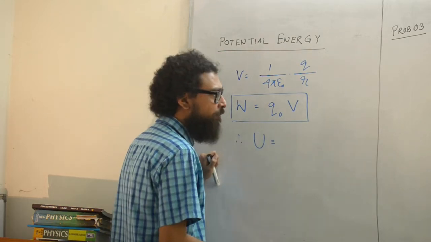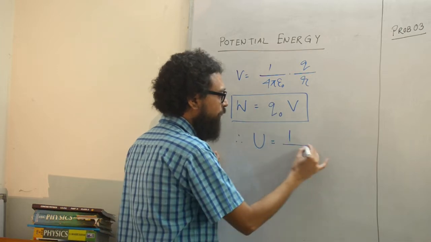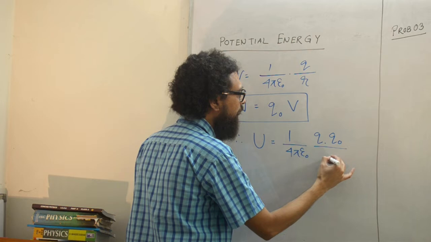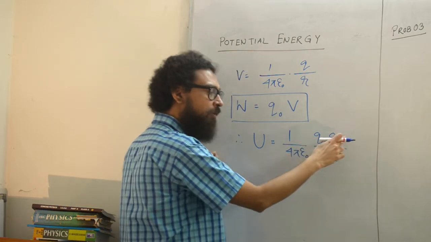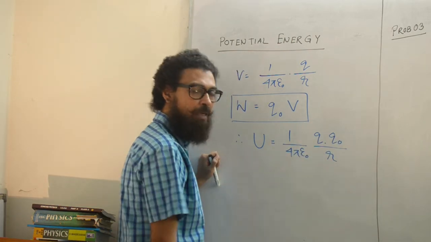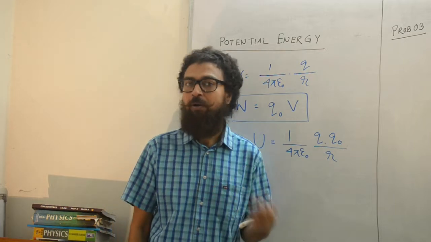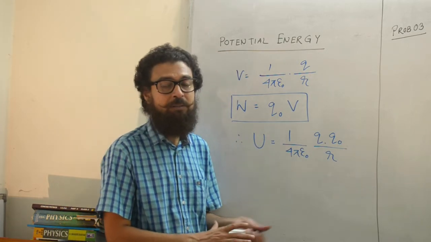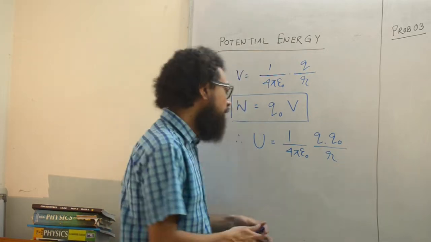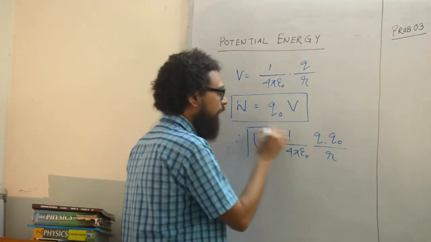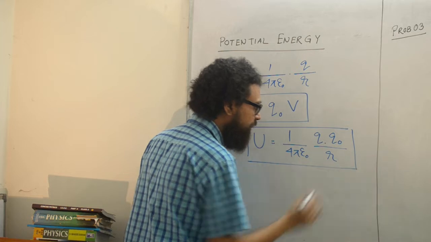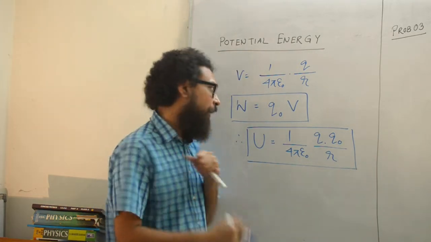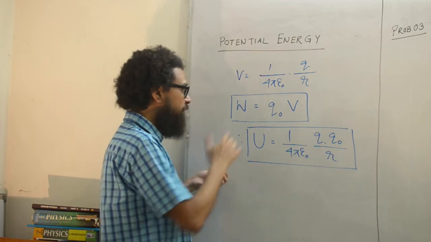It is very simple. You can just go like this: 1 by 4 pi epsilon naught Q into Q naught by R. So that means the product of two charges by distance, and 1 by 4 pi epsilon naught is the requirement for calculation of any sort of force, field, potential and anything, because it is related to a particular medium. So this is the expression of electrostatic potential energy. See, it was potential before, now it is energy. Okay, now as I was telling you, this expression is very important.